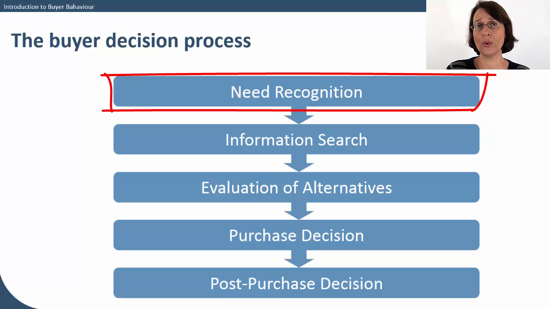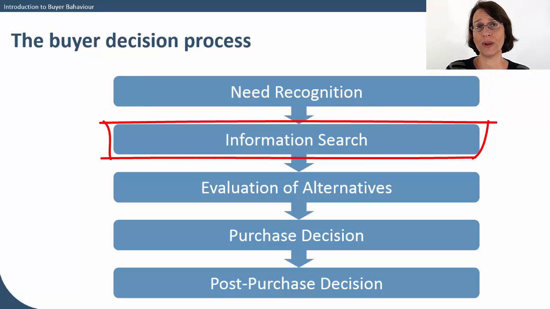Once you know that you want that new product or service, whether it's a car, a donut, or a holiday, you start to do information search. And this means that you have a heightened awareness. You actually start looking for advertising or information about this product.